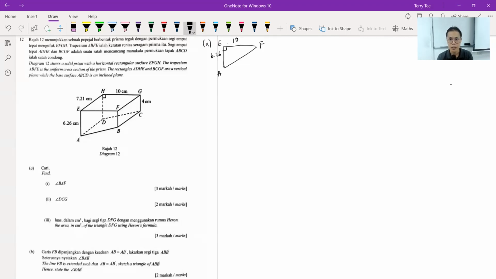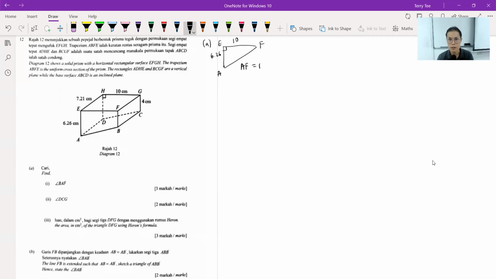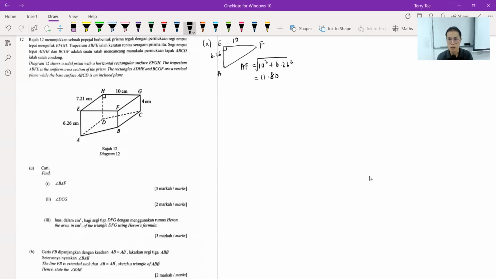Okay. So my AF will be, let me just write down here. AF is 10 square, 6.26 square with the square root. Okay. 10 square is 100. 100 plus 6.26 square. Let's put the square root over. Okay. You should get 11.80. Okay, I also need the length of AB.